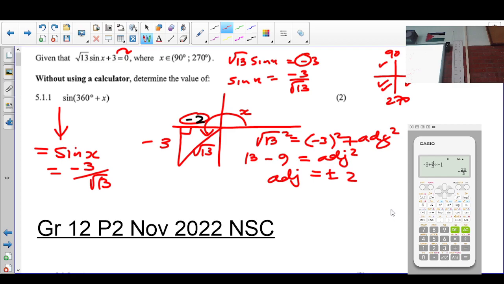They don't have the last one. They only have sine. So they didn't work this out yet. Not yet. Without using a calculator. Let me see the answer.